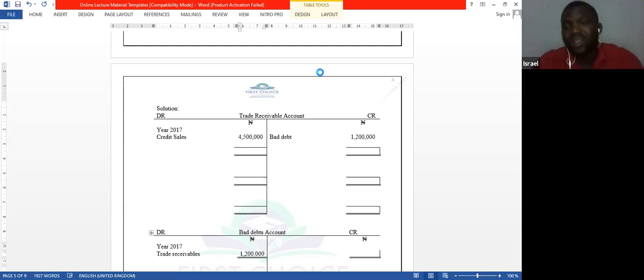The following step is now to close it. Now, how do we close it? Let's come to our trade receivables account. What is the difference between 4.5 and 1.2? The difference should give us 3.3. If you press the calculator, it should be 3.3. So we have our closing balance here.